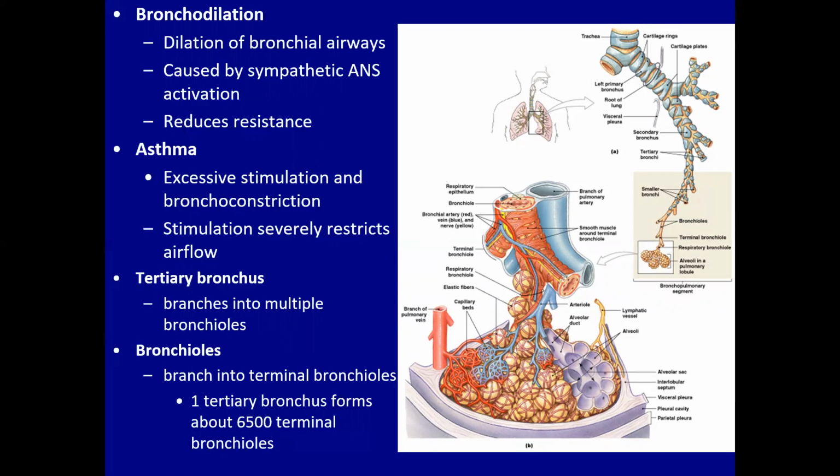All right, as we move down, these tertiary bronchi are going to branch into multiple bronchioles. So here we are. These bronchioles will then branch into terminal bronchioles. That's where we're at right here with the terminal bronchioles, and actually that's what you're seeing right here when it's blown up. Each tertiary bronchus is going to branch into about 6,500 terminal bronchioles. So that's a tremendous number.